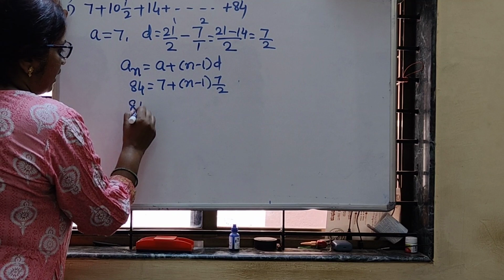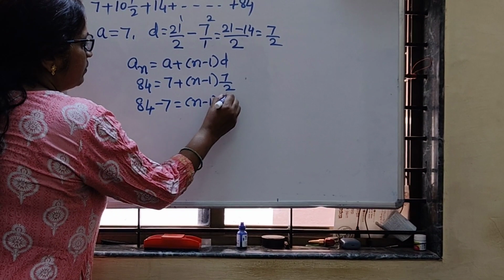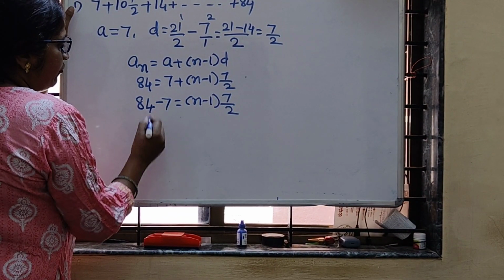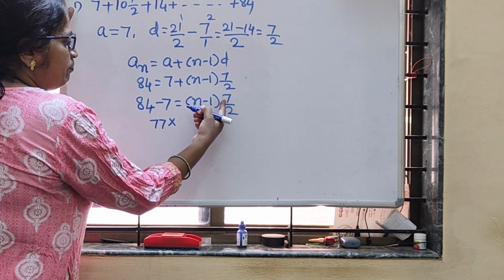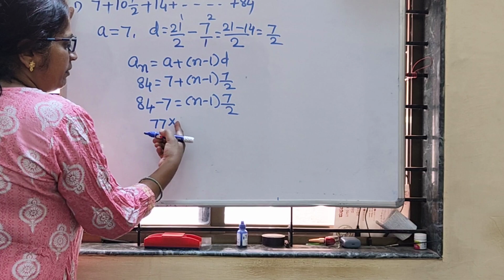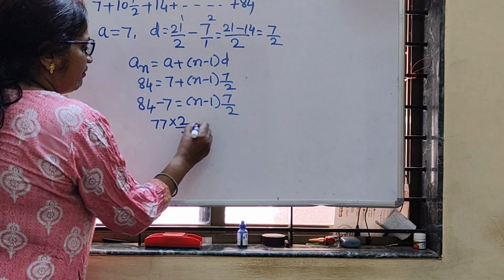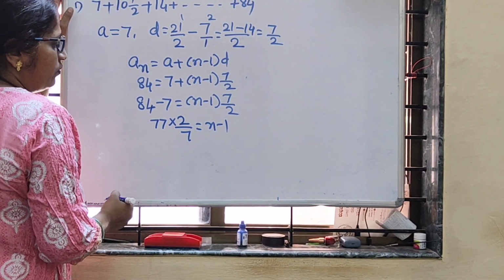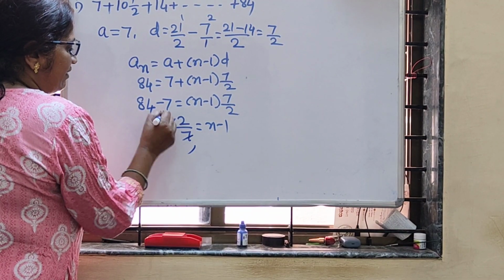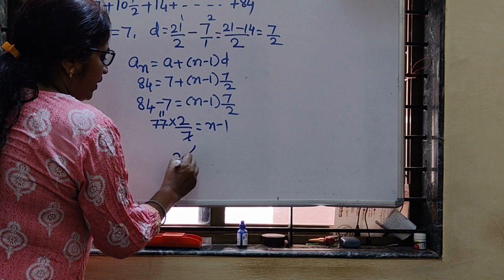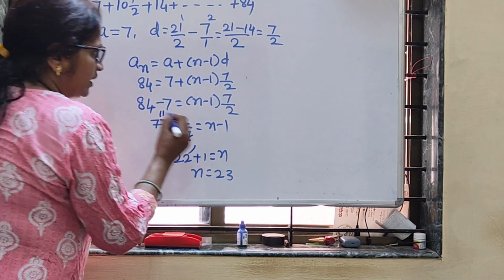As you have solved many sums like this, it is easy. 84 minus 7 is equal to n minus 1 into 7 by 2. 84 minus 7 is 77. We have to take the reciprocal because there is a multiplication sign here. So it becomes divided by 7 and multiplied by 2. 77 into 2 by 7 is equal to n minus 1. Just an easy method, just take the reverse. 7 ones are 7, 11s are 11, 11 twos are 22, plus 1 is equal to n. So n is equal to 23, children.